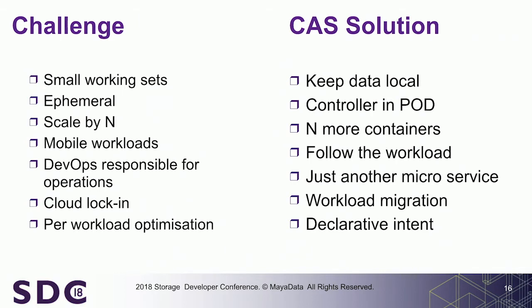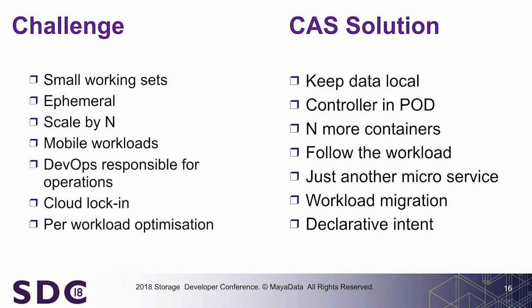Scale by end, just add more end containers. Mobile workloads, and we can follow the workloads. Obviously, there is some inertia involved. You cannot just instantly put data from one node on the other node. But as I mentioned, the working set size is relatively small. That makes it feasible to do some form of replication in the background and then move the workload when it's done. The DevOps is responsible for the operation, so it's just another microservice to him.